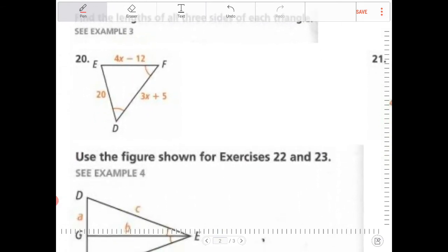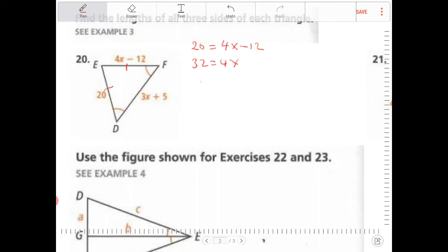Number 20. So since this is an isosceles triangle, therefore I know that 20 will equal 4x minus 12. These are the two legs, okay? And so then I can add 12 to both sides. I get 32 is equal to 4x. Divide by 4. X will equal 8.